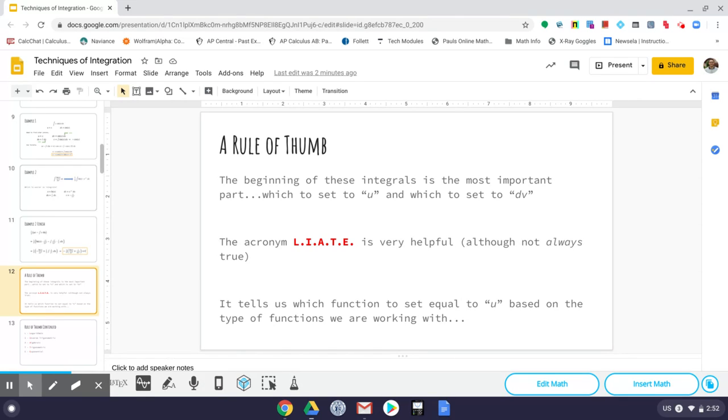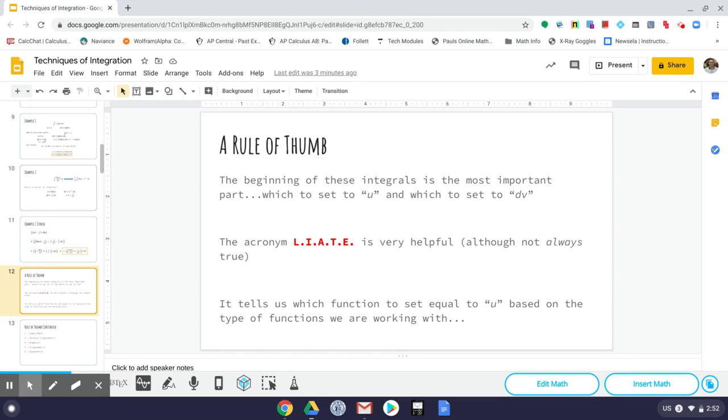So there's an acronym that is very helpful. It does not work 100% of the time, but it works probably 98 to 99% of the time. So this is really helpful. The acronym is LIATE, or however you want to pronounce it. But what it does is tell you which function to set u equal to, and it's based off of the type of function that we're working with.